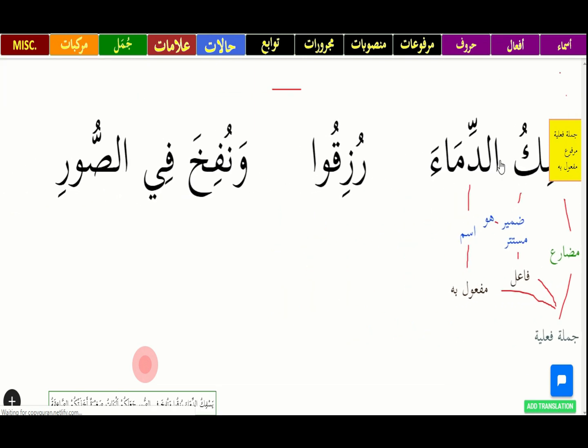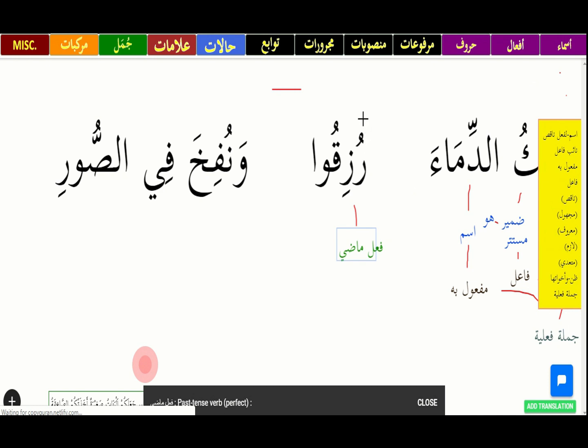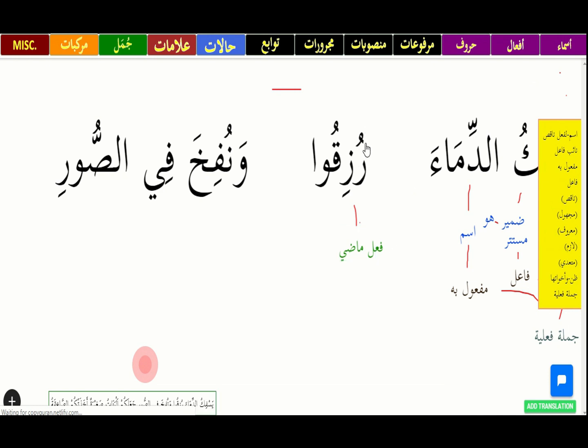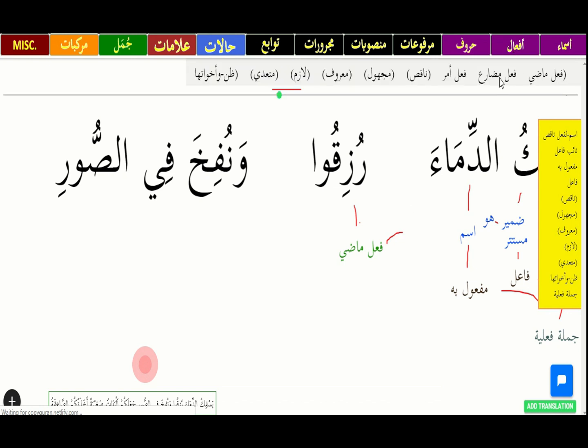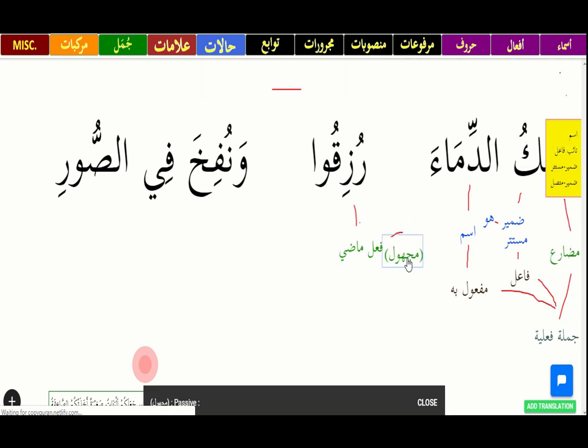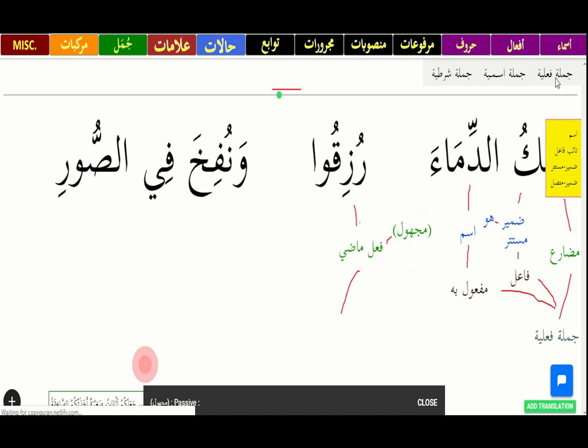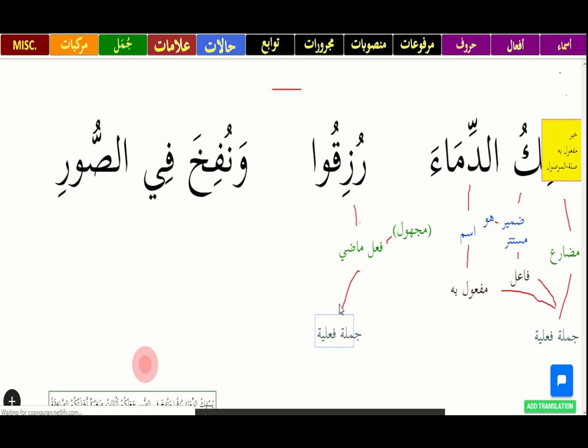So the next one, ruziqu. So ruziqu, that is going to be a fi'al madi, it's a past tense verb. If we look closely, we'll see that ruziqu is a passive verb. So we'll say fi'al madi, majhul. And that is going to be a verbal sentence, jumla fi'aliya.